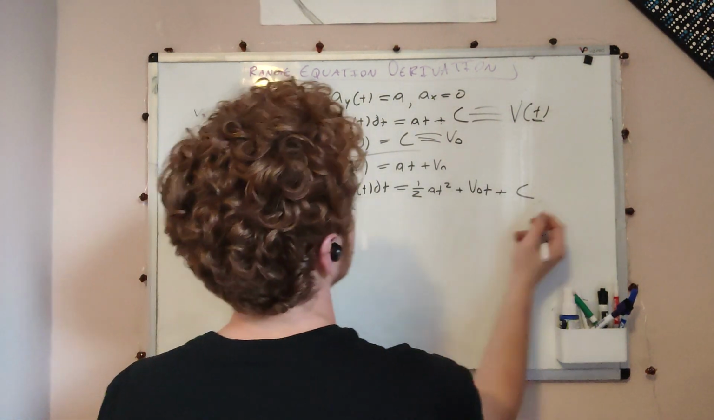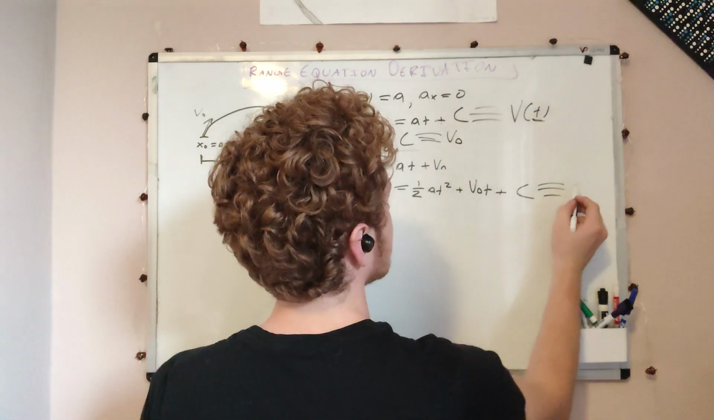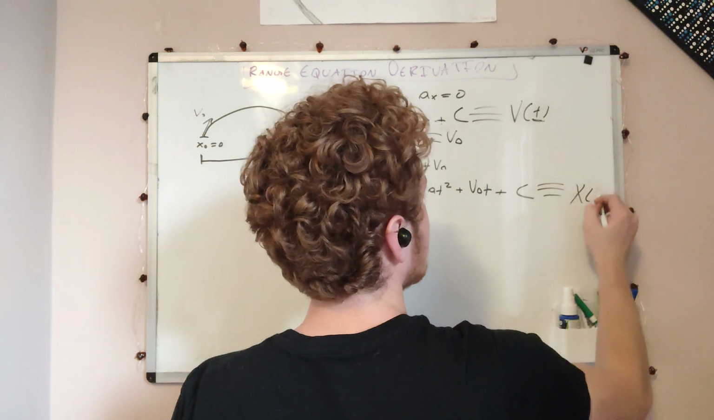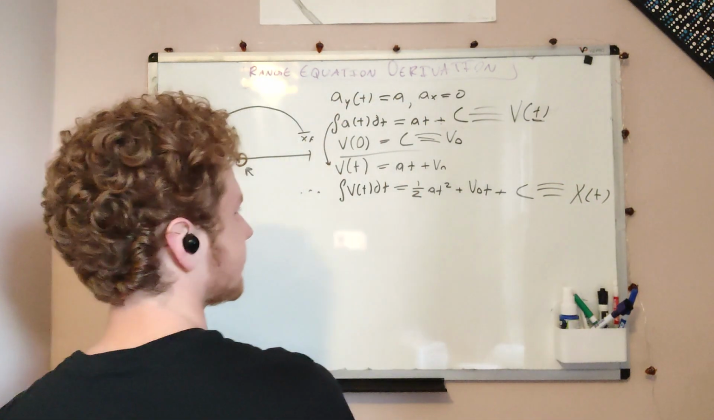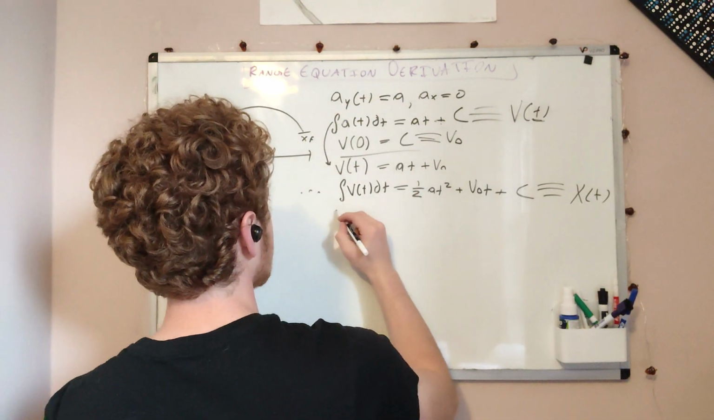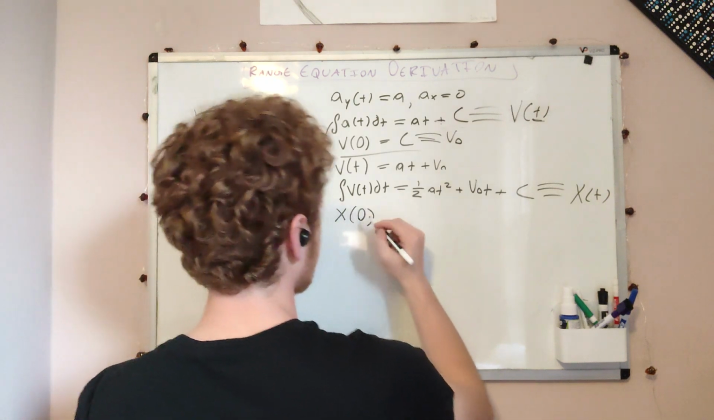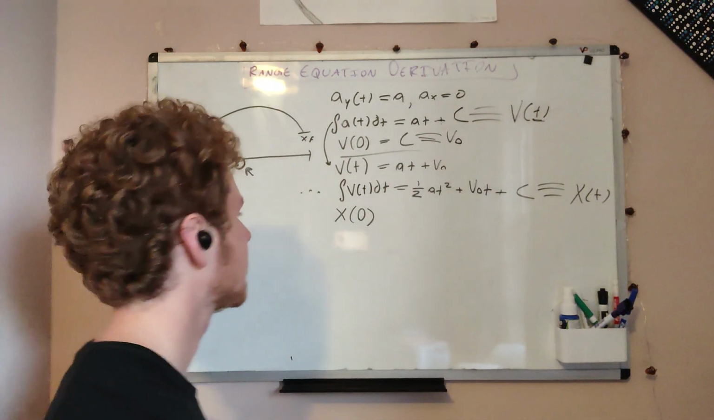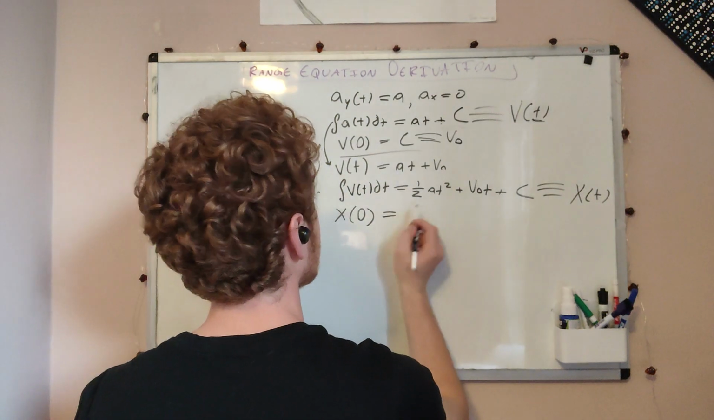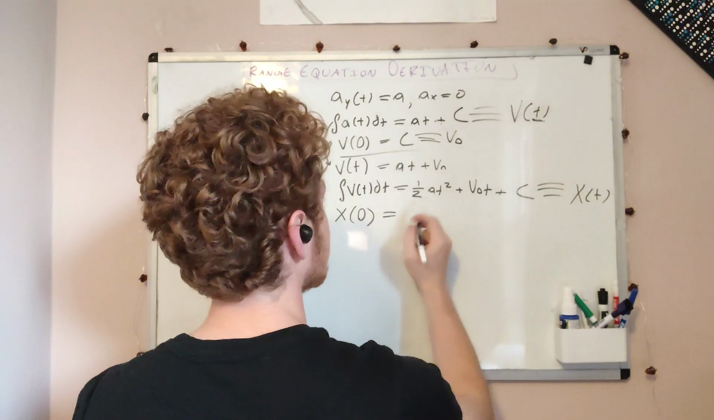So let's try the same process. We're going to call this the position as a function of time. And so at x of 0, we're going to follow the same process, just to see if it holds anything important. We'd find that it's simply c.